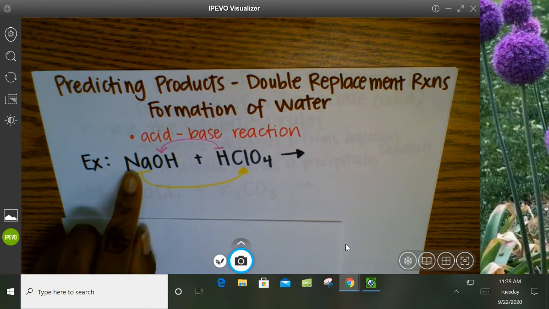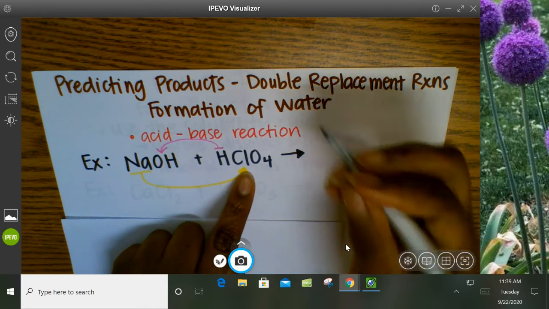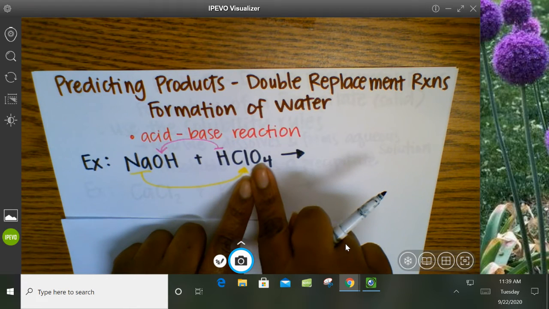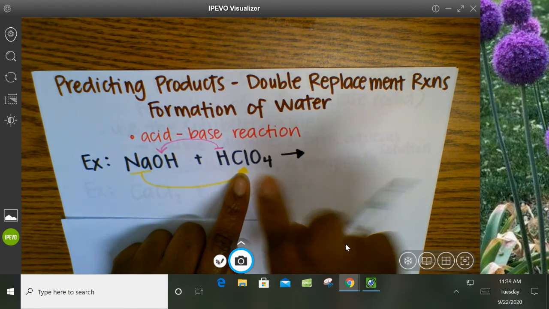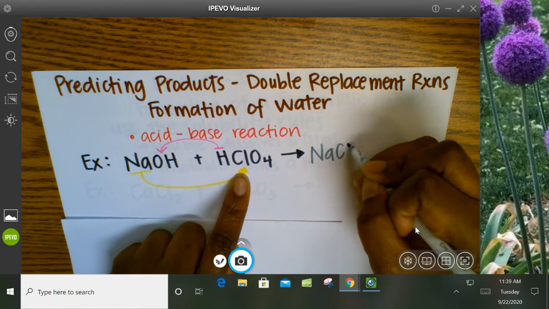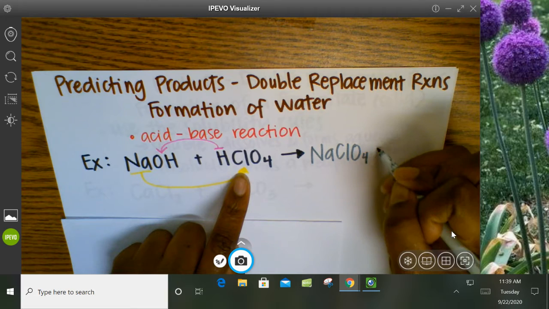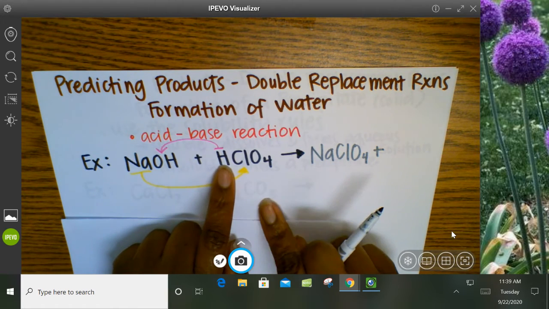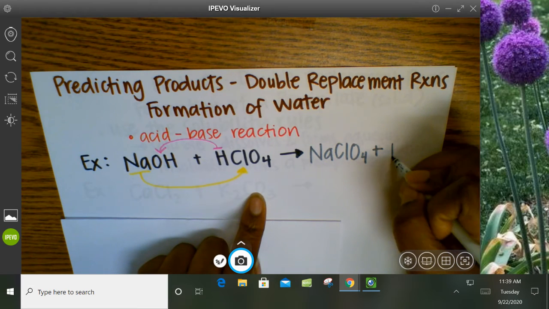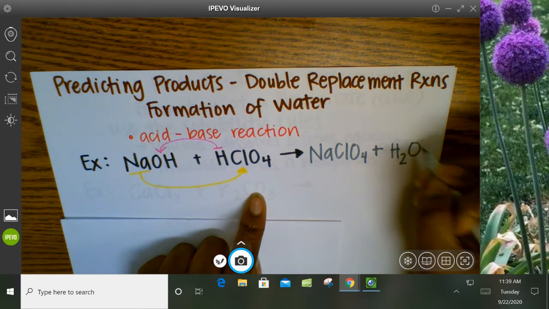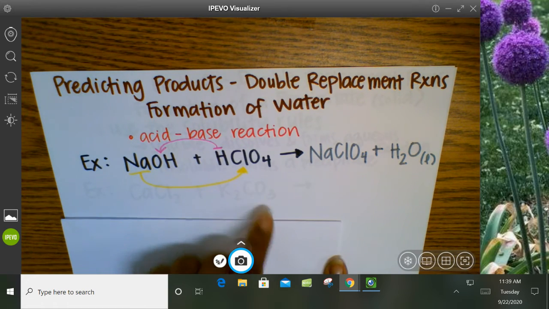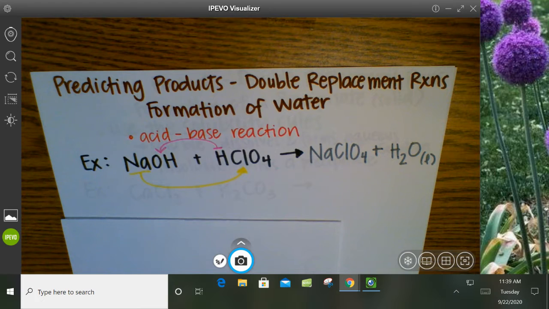All right, so sodium will connect with perchlorate, and sodium is +1, perchlorate, ClO4, is -1. So it's going to be a 1-to-1 ratio, and it'll be NaClO4. And then the other one, H and hydroxide, forming H2O, which is your water. Okay, and that's a liquid. Everything else is going to be aqueous solutions, and there you have it.